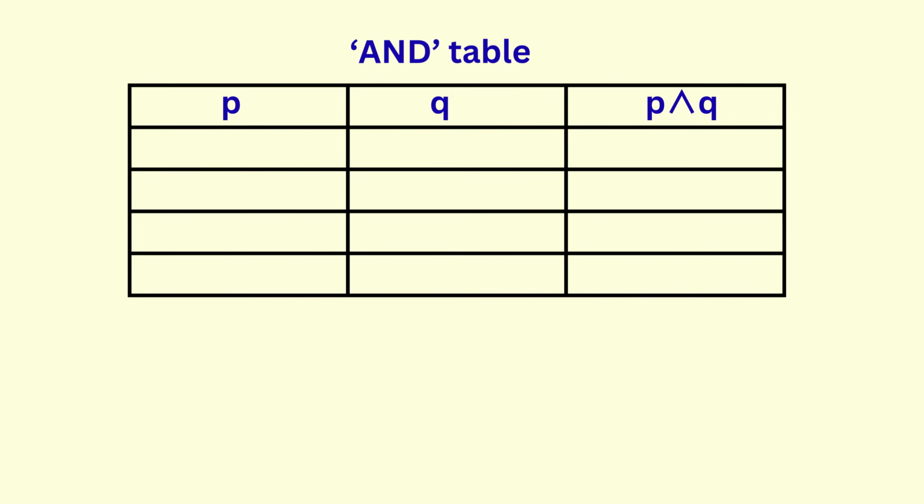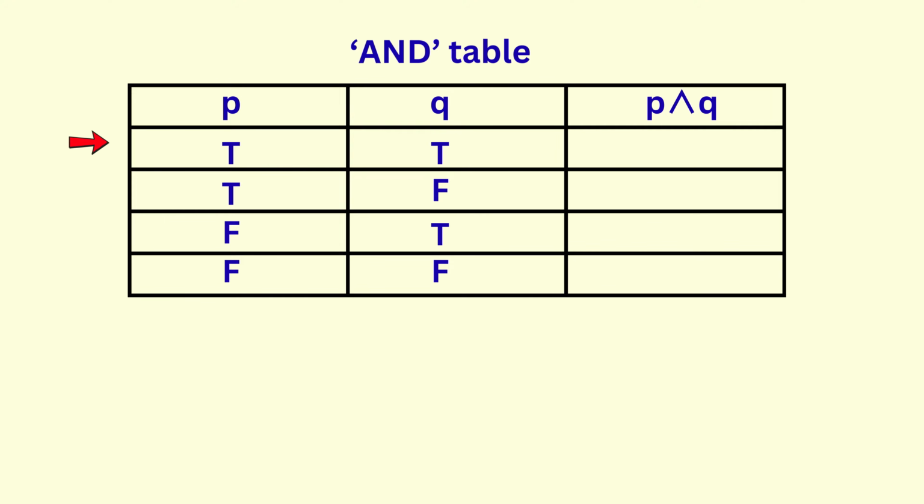Now let's look at the "and" table. Note the symbol. The truth table should show all the possible combinations of the truth values of each statement, so both statements can be true. The first statement could be true, and the second statement false, or the first statement false, while the second is true. Or both statements could be false.